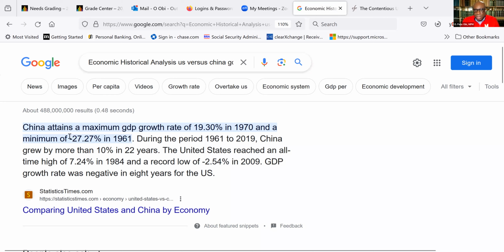I would try to link an explosion, and I bet you there is a correlation, and not just a correlation, a causal relationship between the growth in GDP for China and the United States and China's entry into the World Trade Organization. Or put differently, China's economy has grown exponentially since it joined the World Trade Organization.